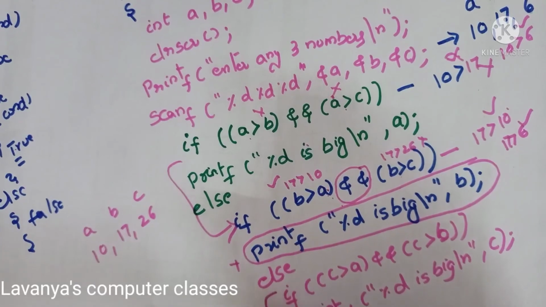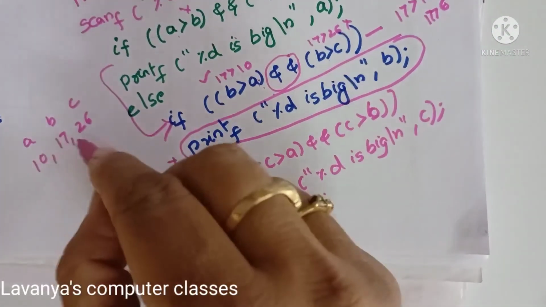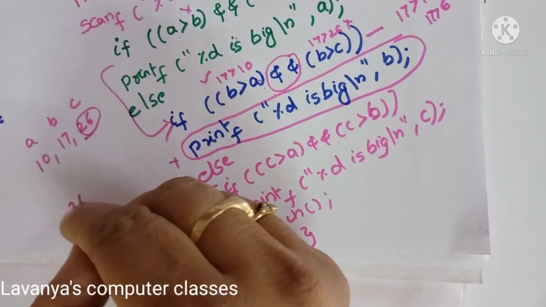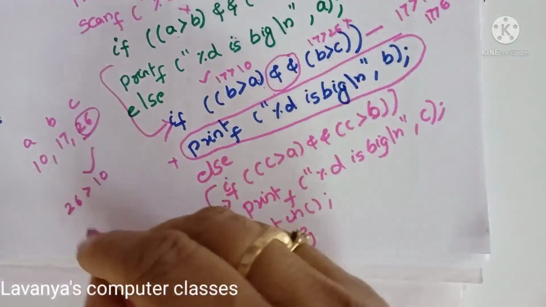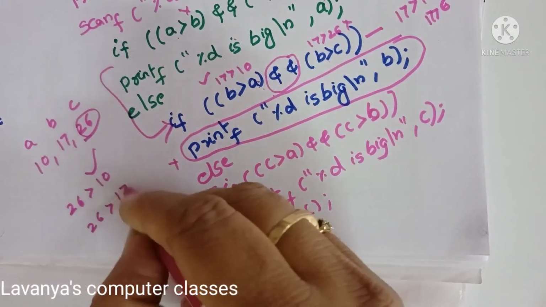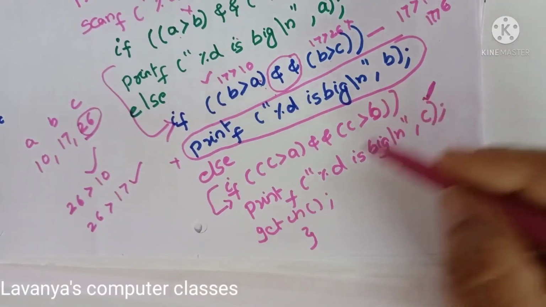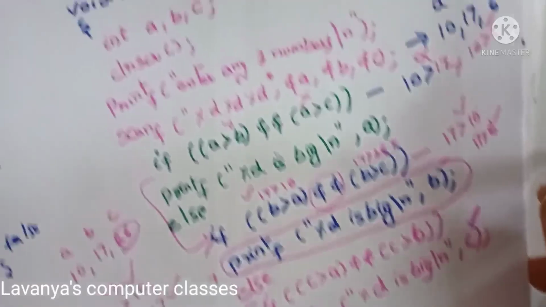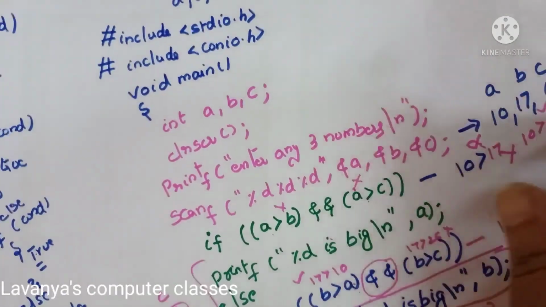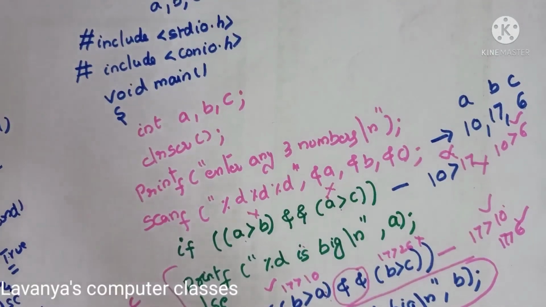Then it goes to the else part. After else, C greater than A. What is our C value? 26. 26 greater than A, yes, the condition is true. C greater than B: 26 greater than 17, this is also true. Both the conditions are true, then the result is true. That's why the answer is C is big. Okay, so like this the program is working. This is the program for the biggest of three numbers. So these are the examples of conditional statements.